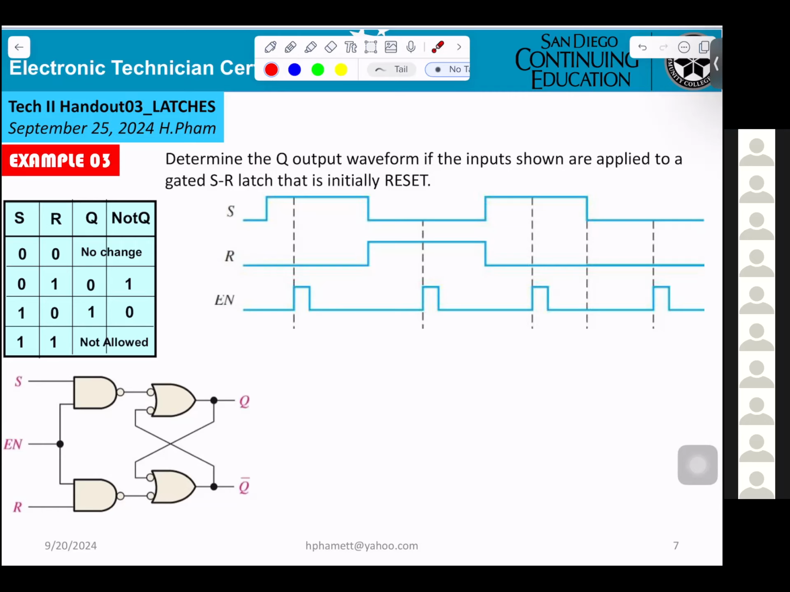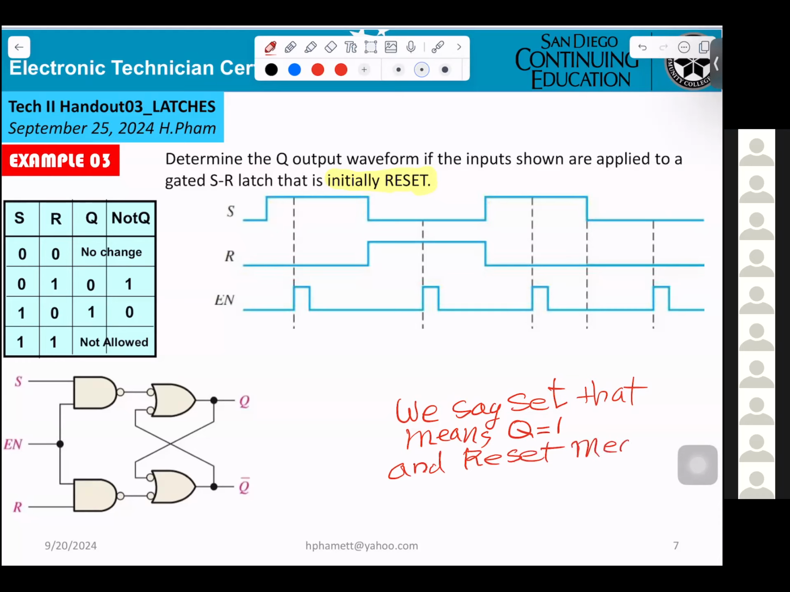Now you need to know a little more. When we say set, that means Q equals 1. And then reset means Q equals 0.